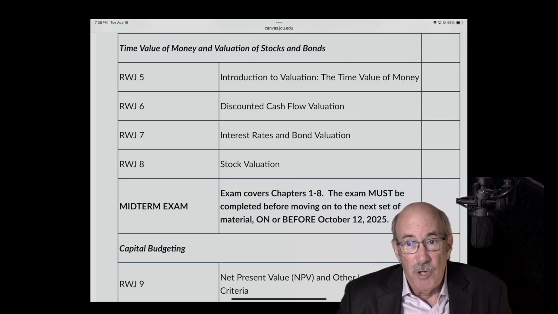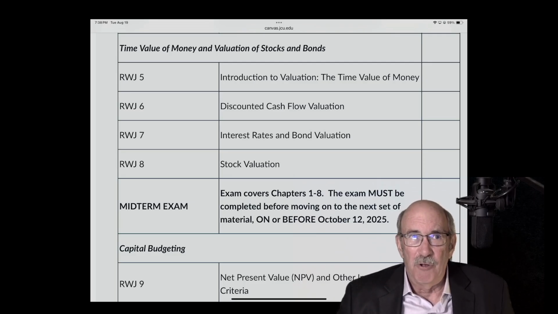Chapter 7 is valuing bonds, understanding interest rates, and determining the price of a bond. Chapter 8 is how do we value a stock? How do you figure what's a fair value for a stock? How do people figure out what price they should be willing to pay for a particular stock? That's what chapter 8 is all about. And in both of those chapters, we use time value of money.